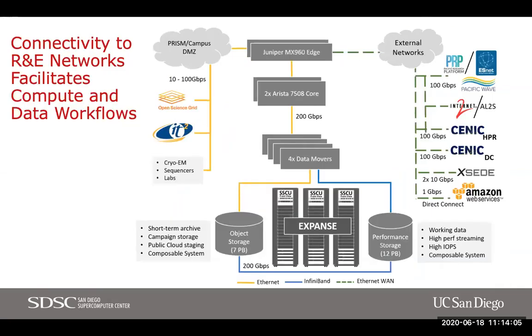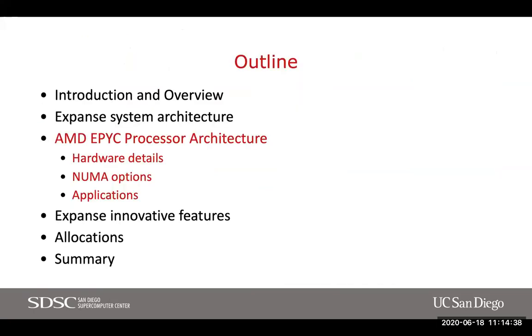In terms of network connectivity, SDSC has always had pretty good connectivity out of our center. On the Prism campus DMZ side, between 10 and 100 gigabits per second, going to the Open Science Grid resources and the CAV-IT2 resources. And then on the external network, we are on the PRP, Internet2, CENIC, and the XSEDE network, and some direct connectivity to Amazon. So that's a brief overview of the system itself.